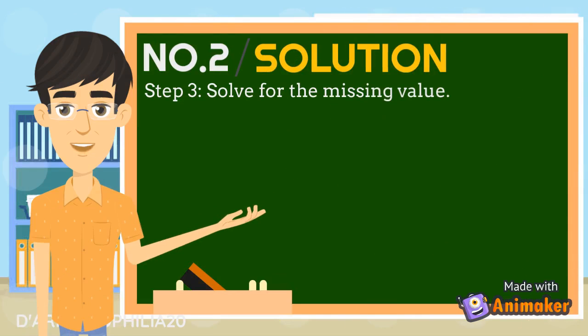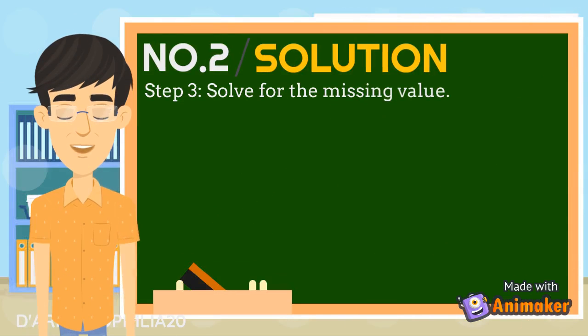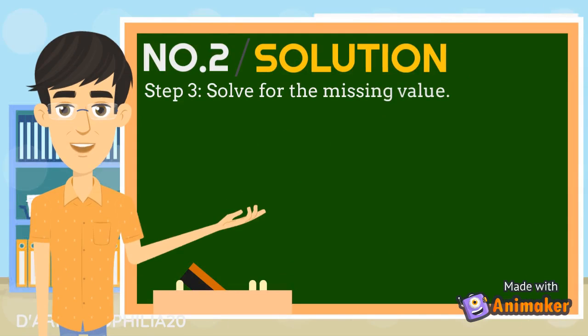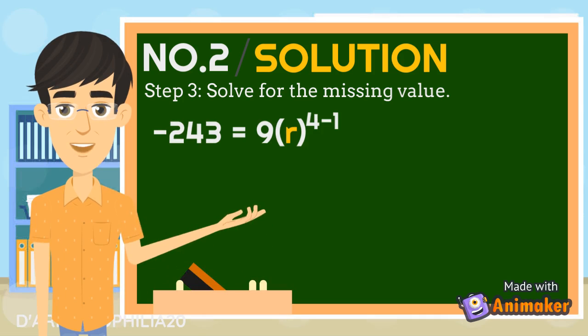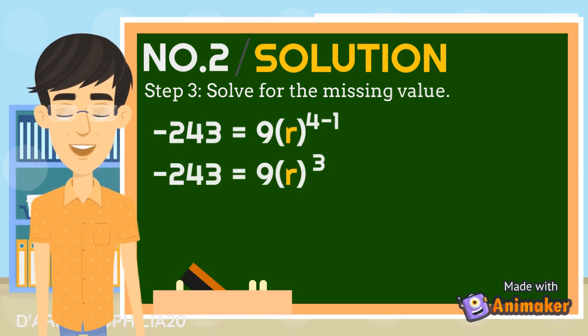For our final step, we will now be determining the missing values by solving first our common ratio. Here, we will subtract the exponents 4 and 1, to yield 3, which will give us also an equation of negative 243 is equal to 9r raised to 3.